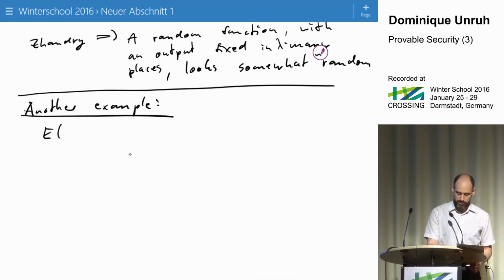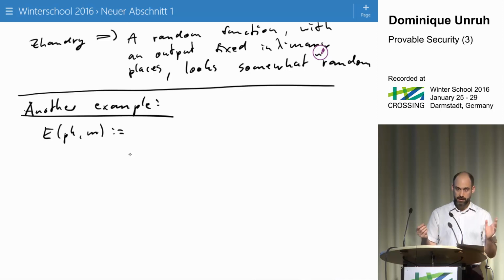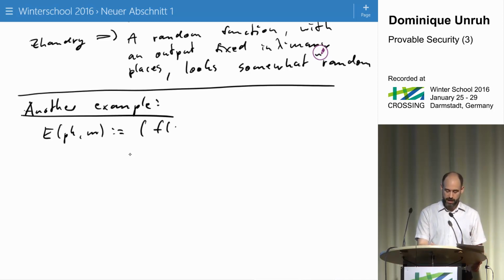Now we have an encryption scheme. So if we want to encrypt a message, what we do is, again, we use this trapdoor function, and to encrypt the message M, we apply the trapdoor function, which uses the public key, to some random value.